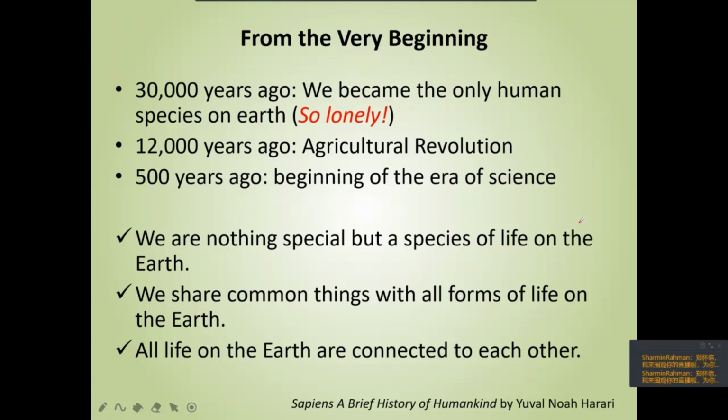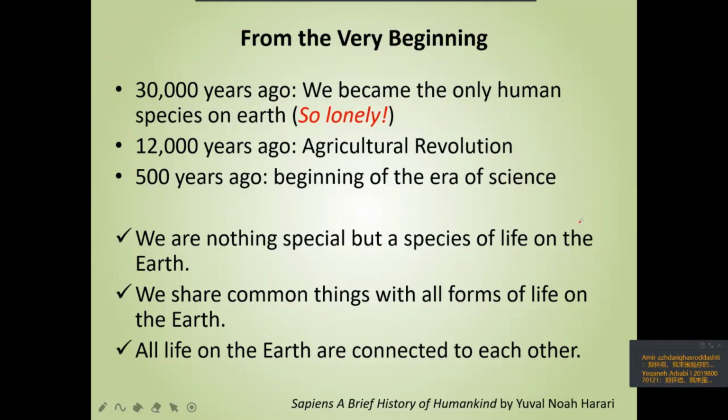Only 12,000 years ago, there was the agricultural revolution. Homo sapiens learned to grow crops. We learned how to settle down. We don't have to hunt or fish every day. We could live in villages, and cities can form, and governments can form, and civilizations can form. So that is the recent 12,000 years.